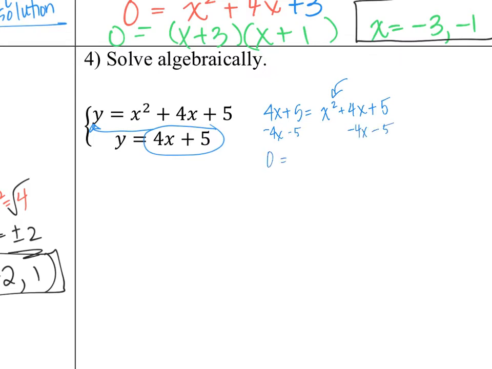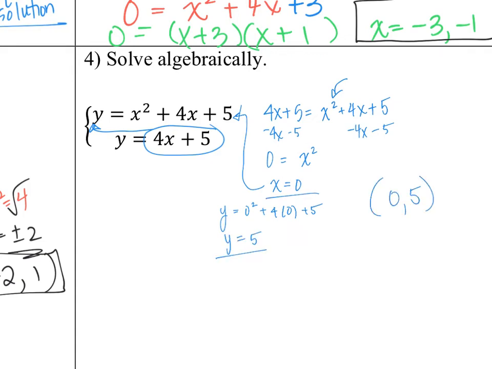So I'm going to get 0 equals x squared. And everything canceled. So we really have x squared equals 0. So that would just mean that x is equal to 0. Then we can find y by plugging this into either the top one or the bottom one. If I plug it into the top, that's going to be 0 squared plus 4 times 0 plus 5. So we're going to get y is equal to 5. So that would be the point 0, 5.